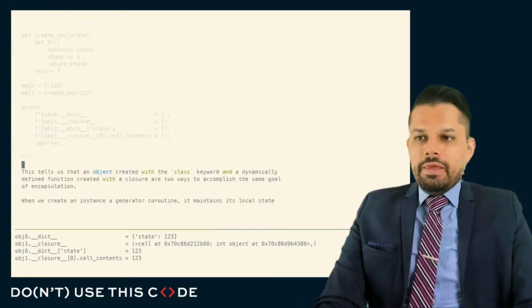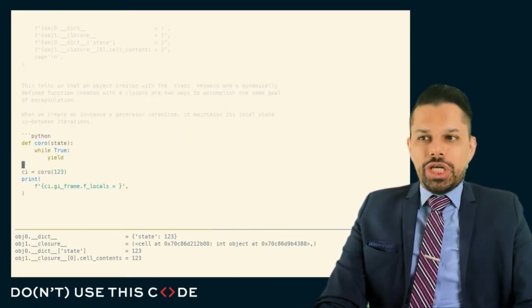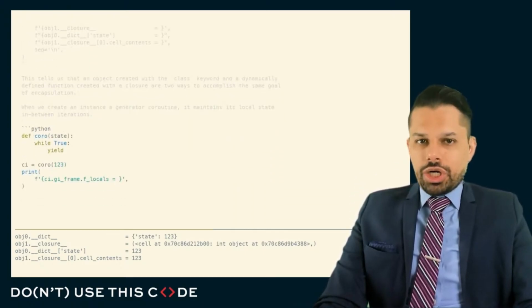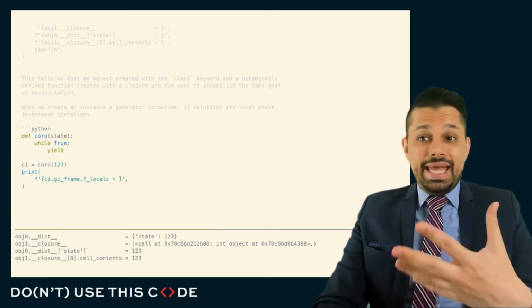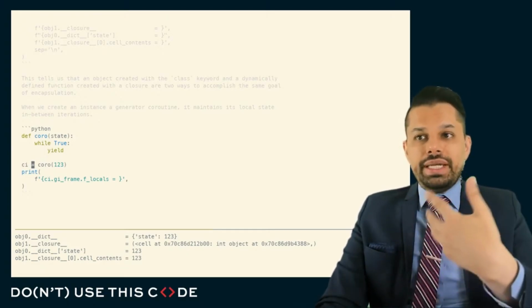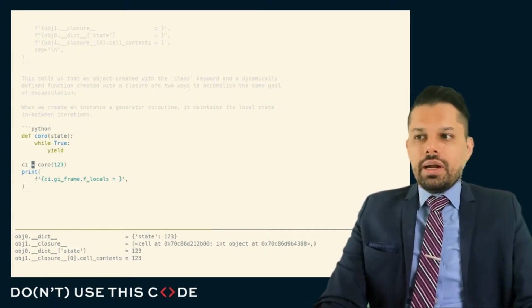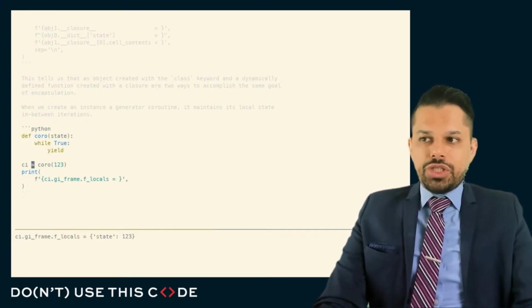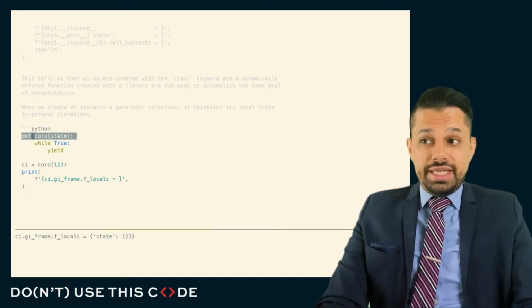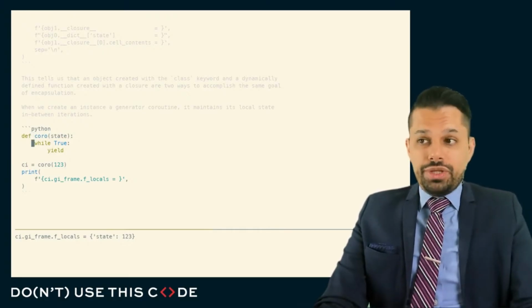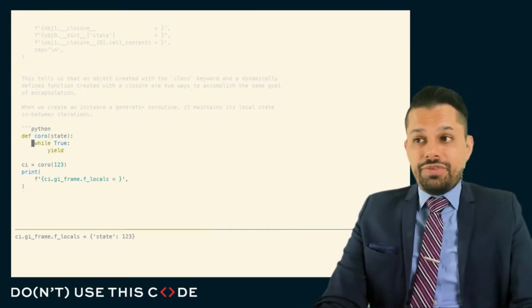Now, when we create a generator coroutine, it can maintain its local state in between iterations. And so here I have a generator coroutine, and that generator coroutine takes some initial state. Every time we loop over this thing, it can operate on that state if it sees fit.